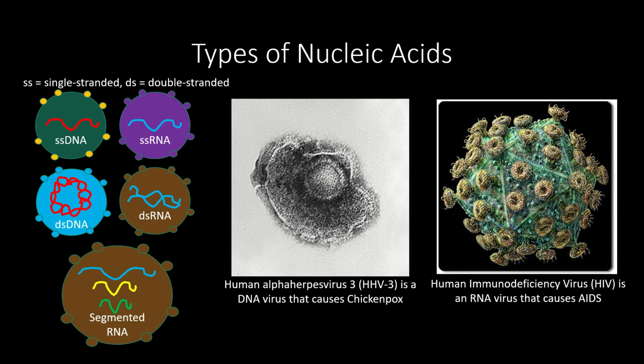Historical classification methods mostly focused on morphological structures such as RNA or DNA, single or double-stranded, linear or circular, and segmented and non-segmented genomes. Some virologists have also placed them into groups by capsid types such as naked icosahedral, enveloped icosahedral, enveloped helical, naked helical, and complex.